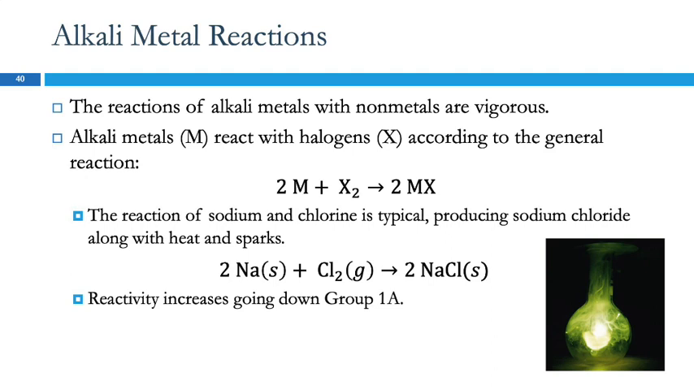Alkali metal reactions. The alkali metals are very reactive, and so they will react vigorously with nonmetals. So here we're giving a generic equation. We're using M to stand in for one of the alkali metals. We're talking about like sodium and potassium, those guys. They react with halogens, and we're going to use X to represent the halogens. The halogens are group 7, fluorine, chlorine, bromine, iodine. And they're going to react and form an ionic compound.